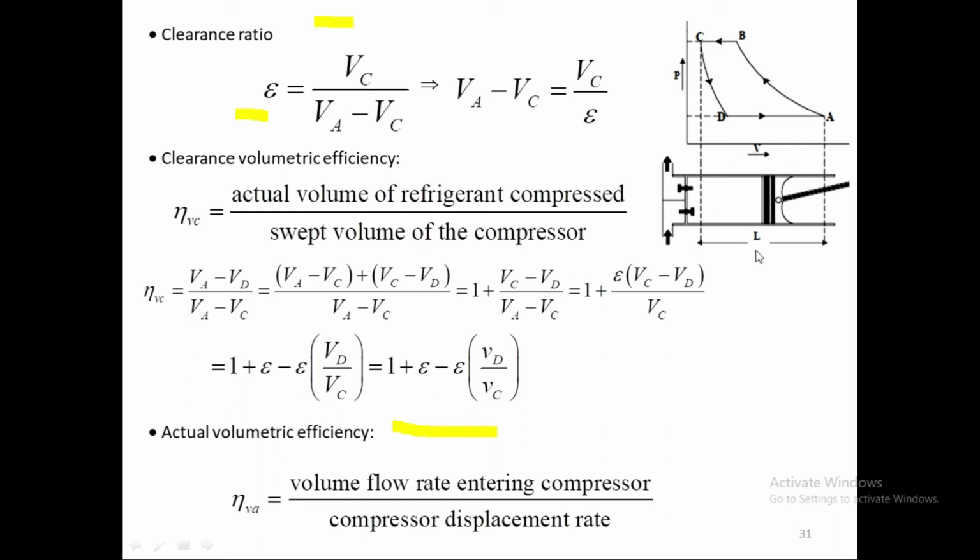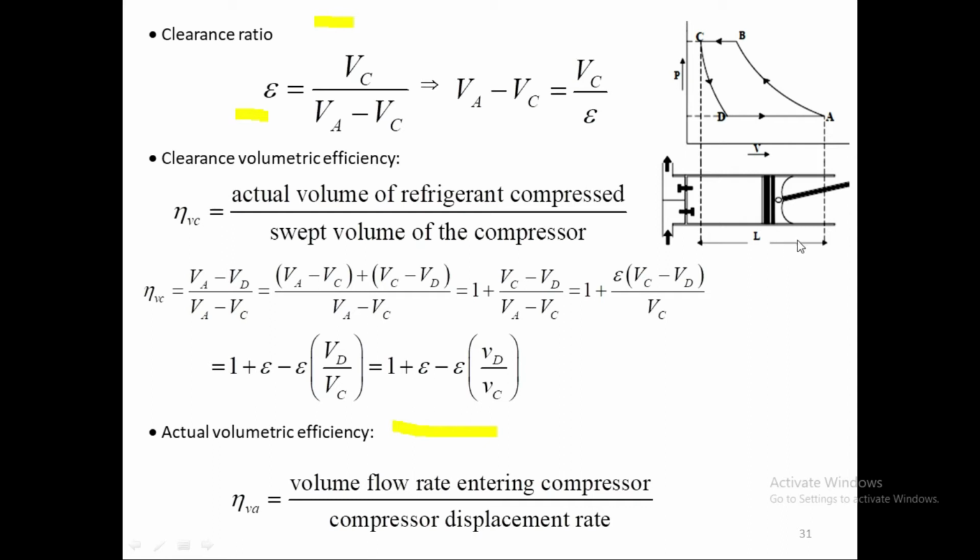So all those losses can be considered in the actual volumetric efficiency. So actual volumetric efficiency is defined as volume flow rate entering the compressor divided by the compressor displacement rate. So as the piston is moving, displacement rate will be this, as the piston is moving back and forth.